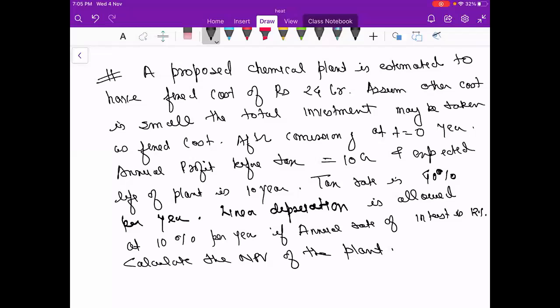A proposed chemical plant is estimated to have fixed cost of rupees 24 crore. Assume other cost is small. The total investment may be taken as fixed cost. After commissioning at time t equals to 0 year, annual profit before tax is 10 crore and the expected life of plant is 10 years. The tax rate is 40% per year. Linear depreciation is allowed as 10% per year if annual rate of interest is 12%. Calculate the NPV of the plant.